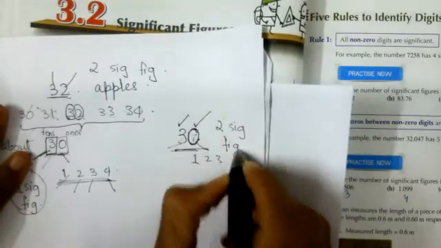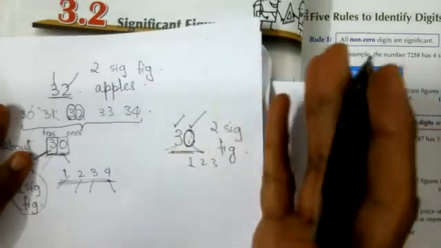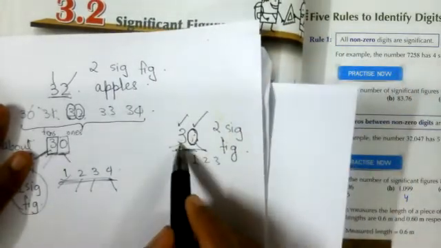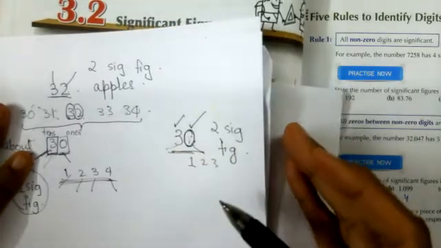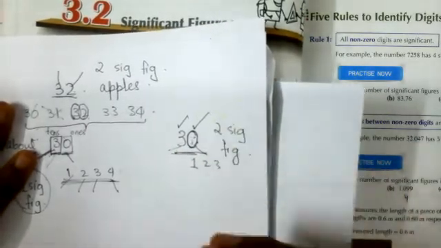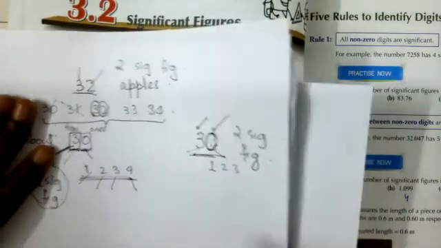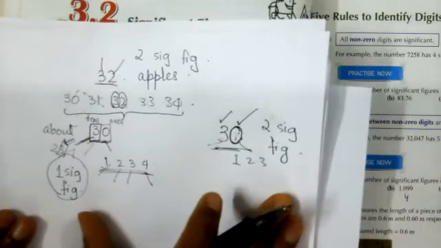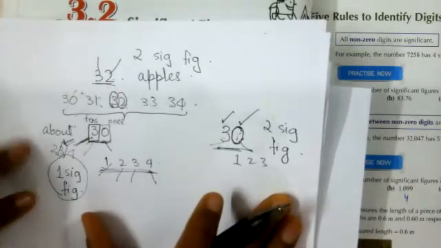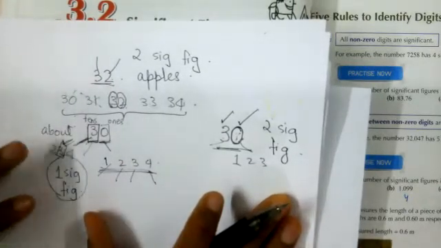So it depends upon how sure I am about the digits. The more sure I am about the digits, the more significant figures that number is going to have. Did you understand? Did you understand this much? Yes. So it has to do with significant figures.